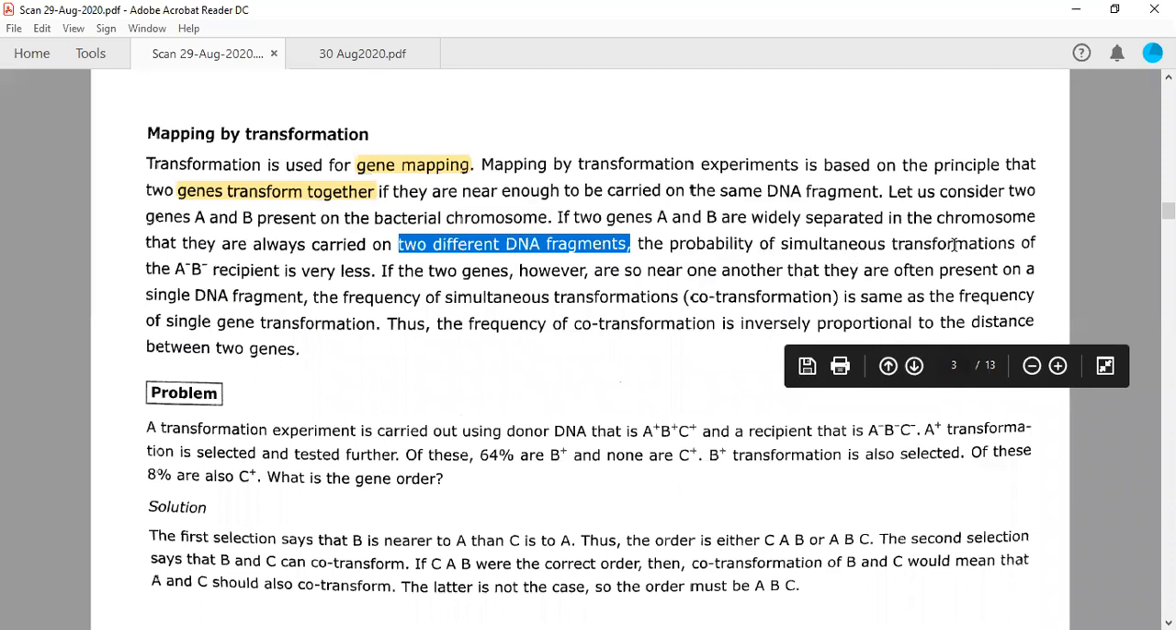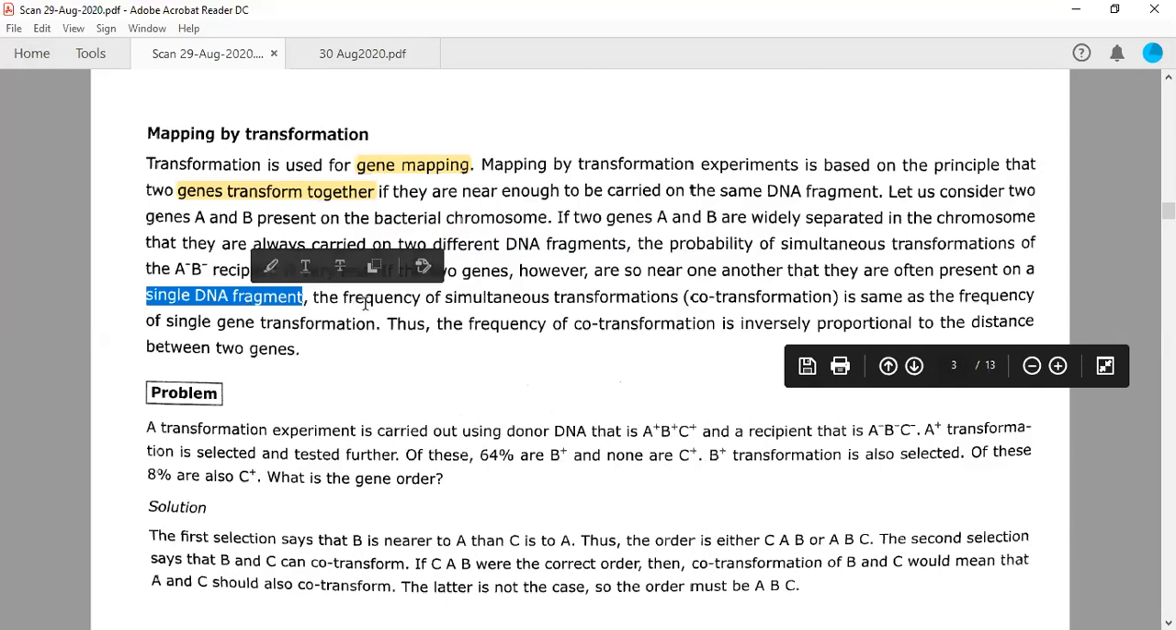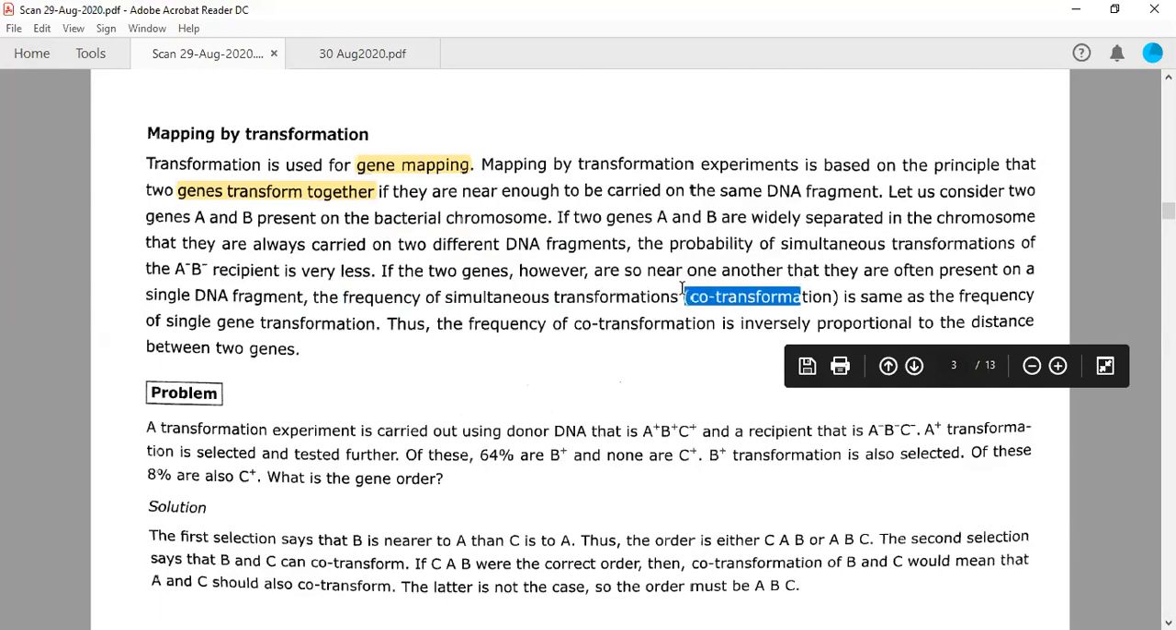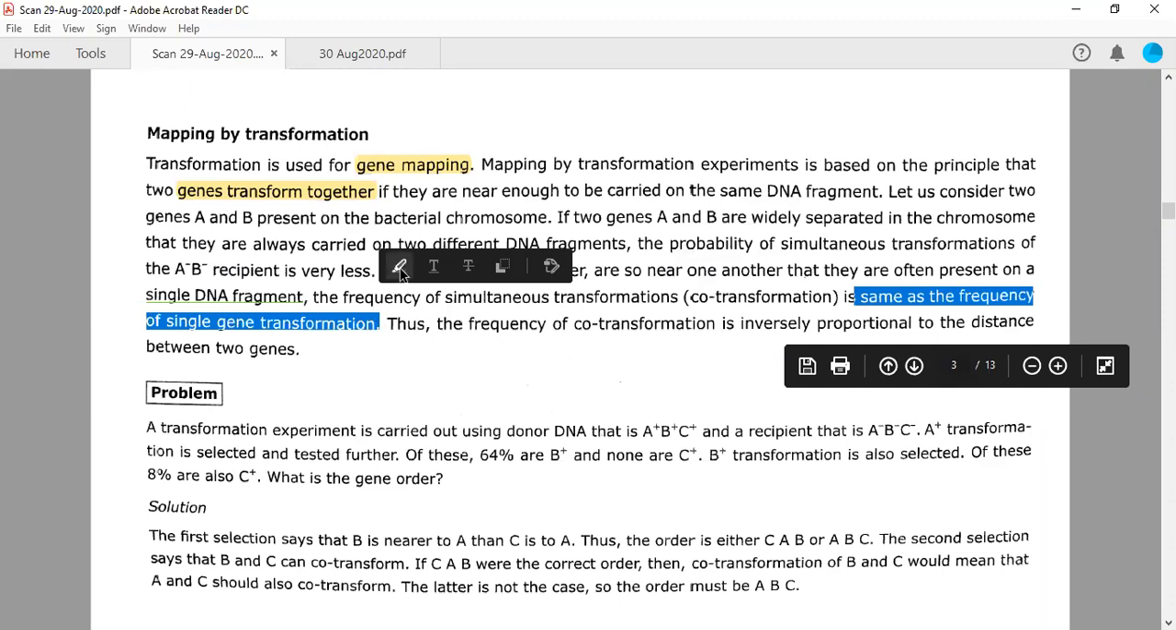The probability of simultaneous transformation is less if the genes are present over two fragments. If the two genes are so near one another that they can often be present over a single DNA fragment, the frequency of simultaneous transformation is called co-transformation. If the two genes are co-transformed because they are present over a single DNA fragment, the frequency is the same as the frequency of single gene transformation. So the frequency of transformation will be high in comparison to when they are present over different fragments.